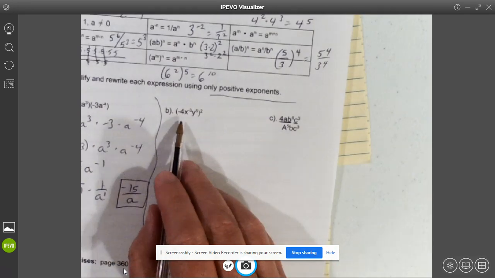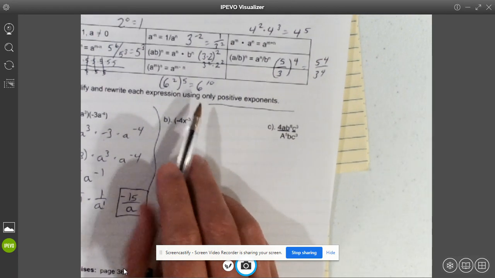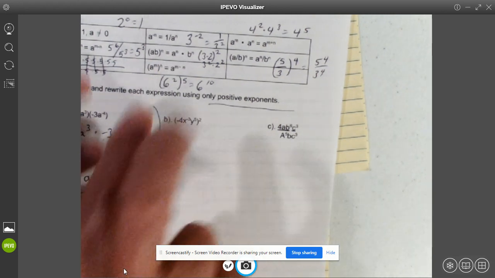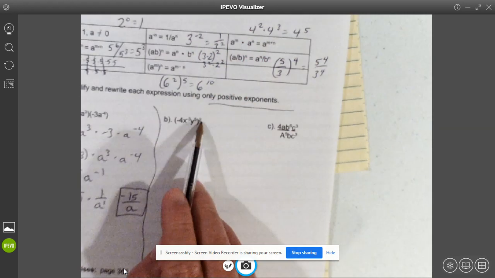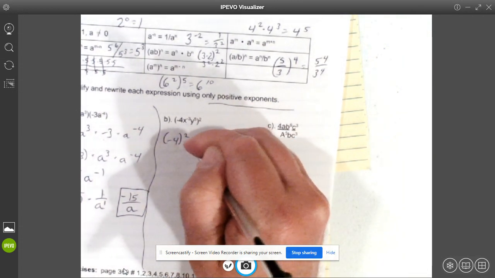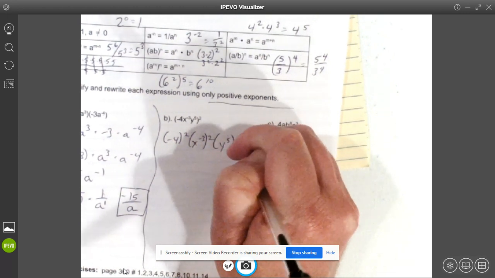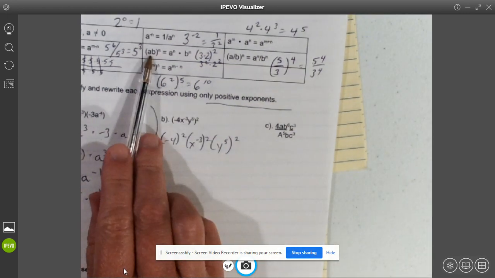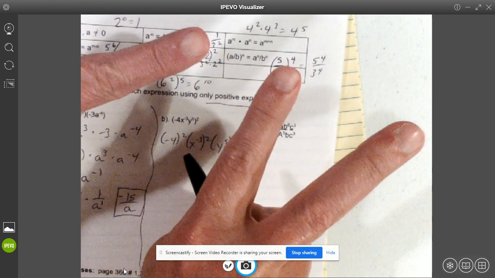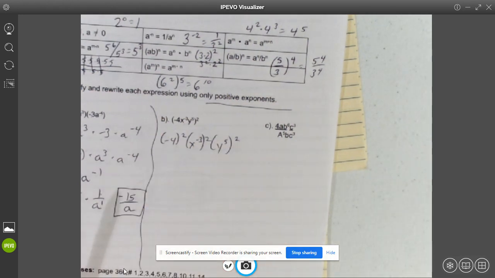Okay. For b here, I've got this monomial to the second power, all right? Well, what this says is, again, I've got all multiplication in here, right? So that says I can distribute that exponent to everything in there. So I can do negative 4 squared. And then I can do x to the negative third squared. And then I can do y to the fifth squared, okay? What this property says is if you've got multiplication inside parentheses with an exponent outside, you can distribute that exponent to every factor of that multiplication problem.